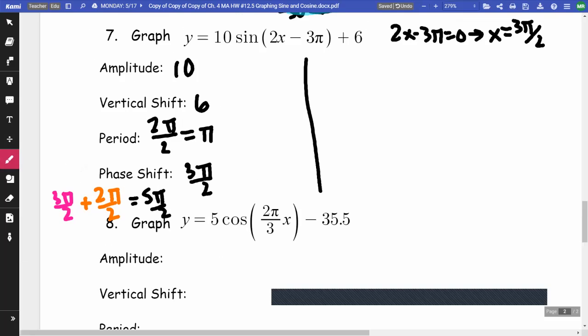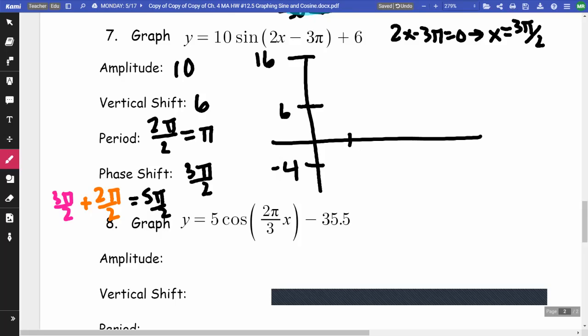So I'm on the positive side. I'm going to drop this down a little bit because I'm going to start up at 6. I'm going to go 10 above that, so that's going to be 16. I'm going to go 10 below, so that's going to be -4. I'm going to start at 3 pi halves, and I'm going to end 1, 2, 3, 4, 5 at 5 pi halves. So let me label that. Okay, so this is going to be 3 pi halves and 5 pi halves.